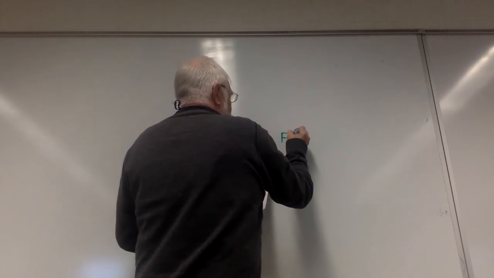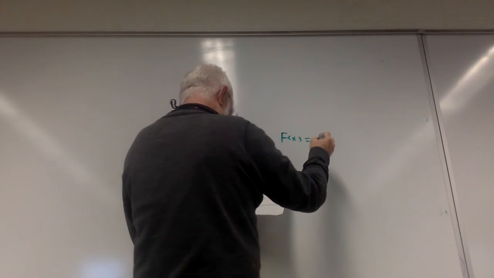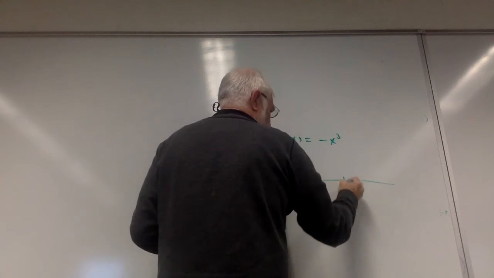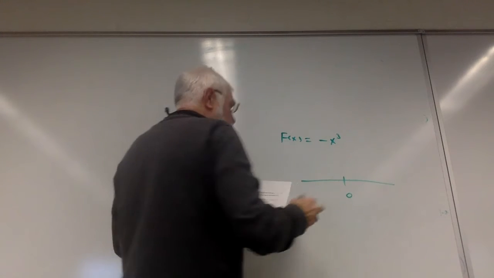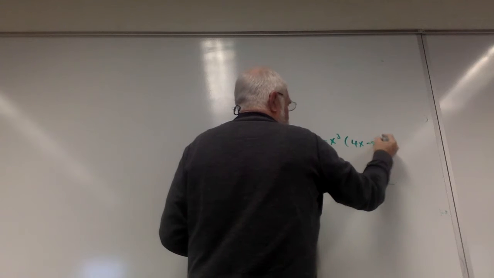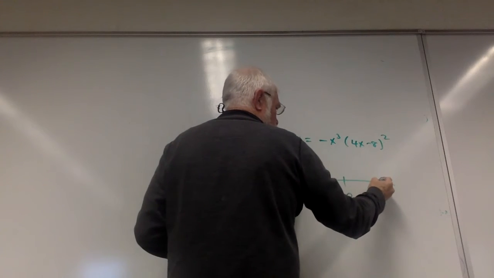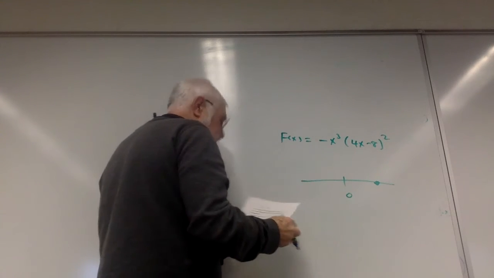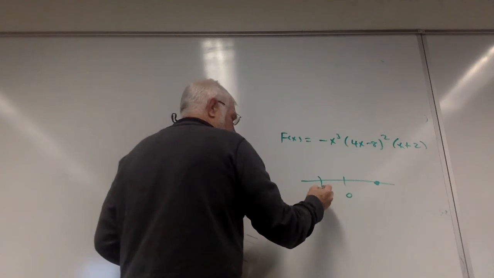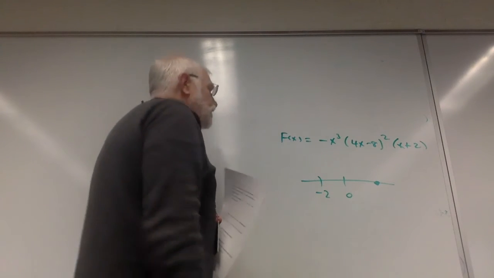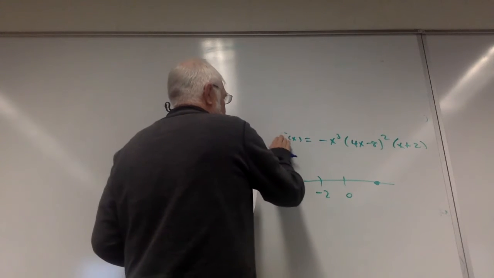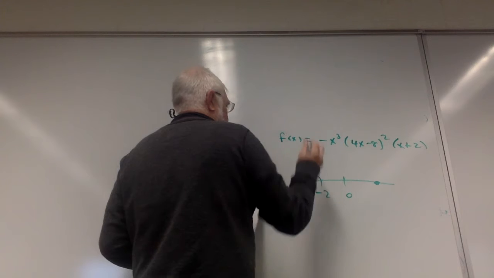Okay, so big F of x is equal to minus x cubed. Geez, that's something that changes sign at 0. Times 4x minus 8 squared. Geez, that has a root of 2, but it doesn't change signs there. And x plus 2. Oh, that's a linear root. That's going to change signs there. And I guess this was little f of x.